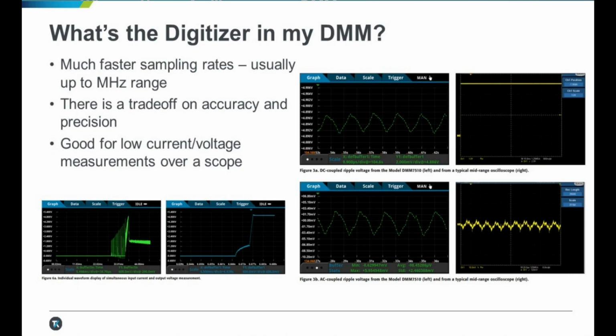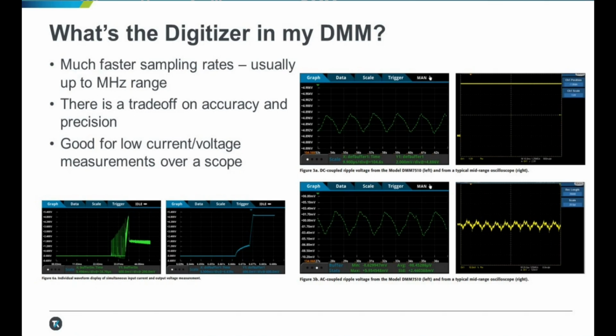So, in this case, the DMM digitizer can sometimes be a slight improvement on the scope capability, especially when those signals are low level and the frequency is pretty low, typically in the hundreds of kilohertz or lower range. Anything above that, the scope is going to beat out the DMM in performance because the sampling rates are so much higher.